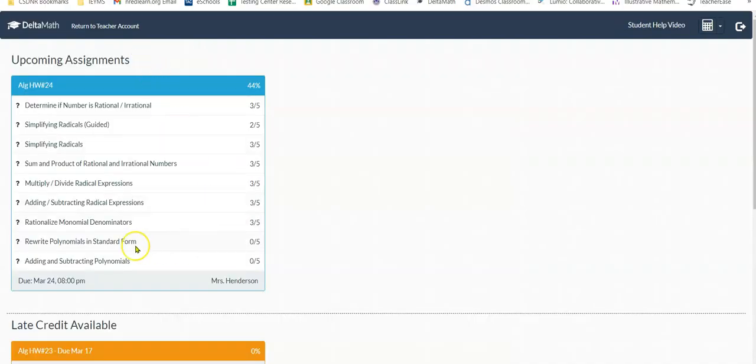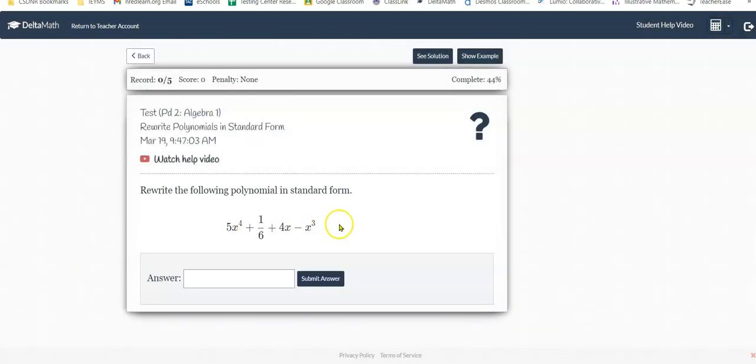All right. Last 2 topics. This is for our next unit on polynomials. Standard form means that your highest exponent is first. And then all of the exponents after it go in descending order. So I really want to highlight what our terms are here. So our terms are 5x to the 4th, positive 1/6, positive 4x, and negative x cubed. So the highest for us was 5x to the 4th. That's the highest power. So 5x to the 4th is our first term.